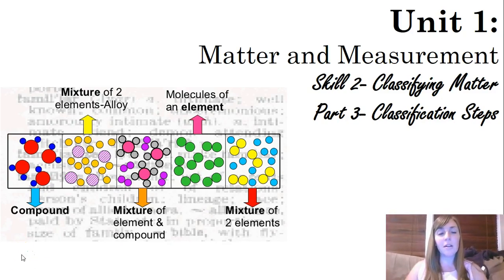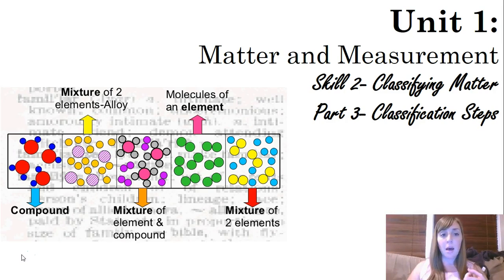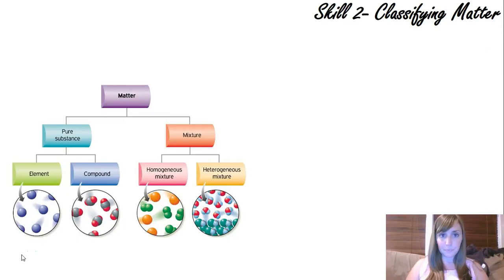So we are still in Unit 1, Matter and Measurement. We are on Skill 2, which is Classifying Matter. And this is Part 3, the classification steps. So we're going to ask a series of questions that you can do for any example to figure out exactly what type of matter it is. So remember, we are talking about elements, compounds, homogeneous mixtures, and heterogeneous mixtures.